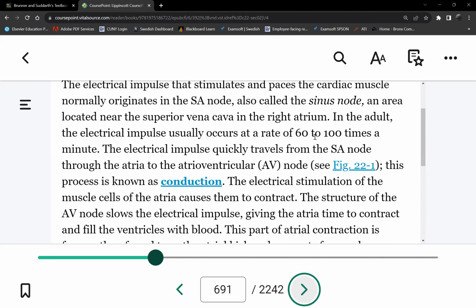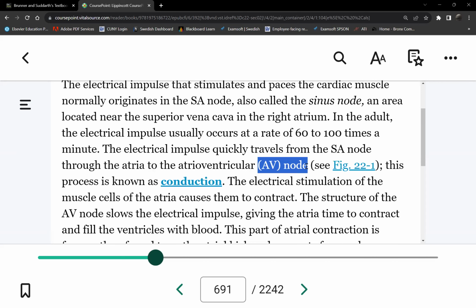Now, the SA node is the primary pacemaker. It is capable of firing 60 to 100 electrical impulses per minute. So we rely on the SA node every day in order to have a normal heart rate. The AV node is a secondary pacemaker. It's like a backup. However, it's only capable of firing 40 to 60 beats per minute.